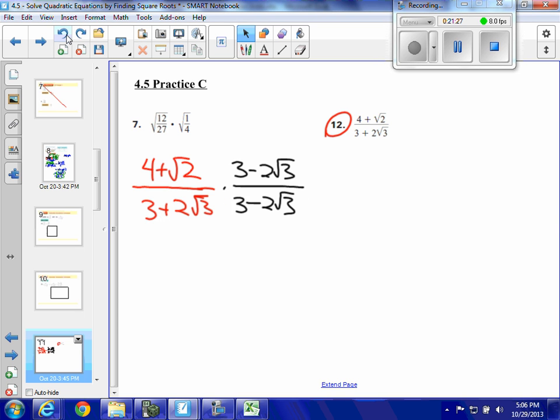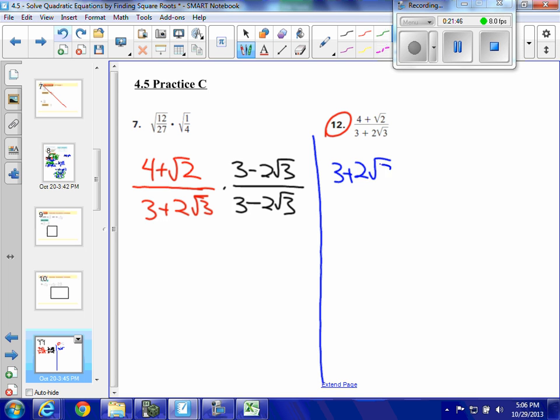Well, let's work on the denominator first. And you know what, I'm going to make it a little bit easier, and I would recommend that you do this. If you just do your work over to the side, do the numerator separate from the denominator so that you don't get too confused. So my denominator is going to be 3 plus 2 radical 3 times 3 minus 2 radical 3. All right, let's FOIL it out.